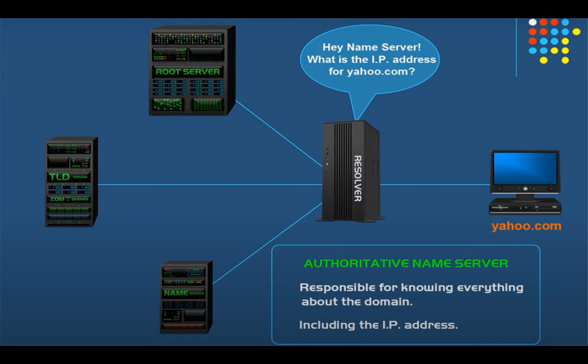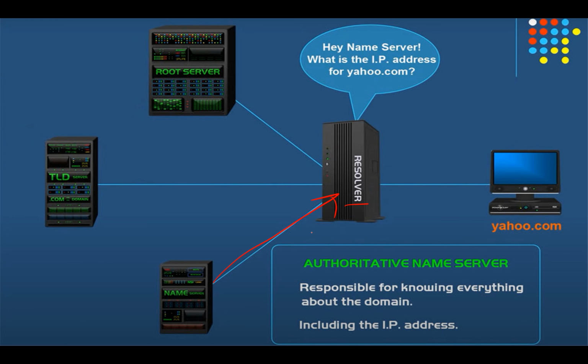Right, so if we look at this, the top level domain server is going to send a request to the authoritative name server. Right, that's responsible for knowing everything about the domain, including the IP address. So this authoritative name server will actually know the IP address of yahoo.com. Right, then that's going to send it back to the resolver, or in effect, the ISP's DNS server. And the thing is, these records are then going to get cached, right? They're going to get temporarily saved.